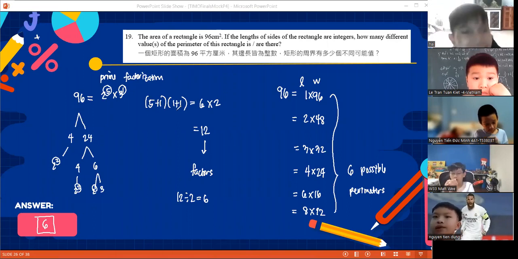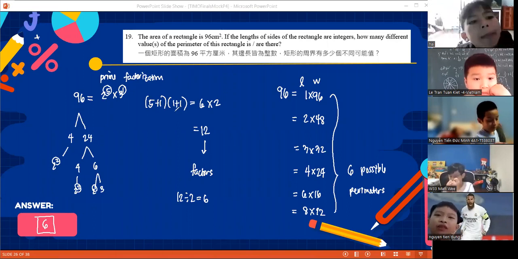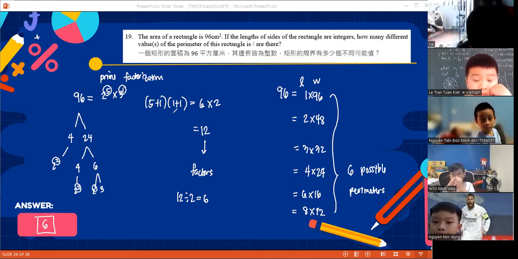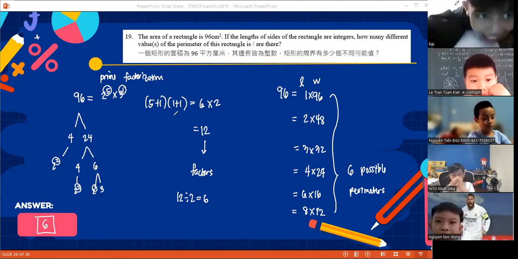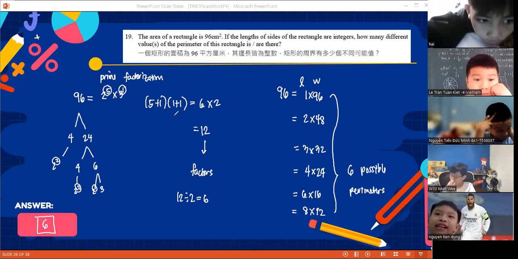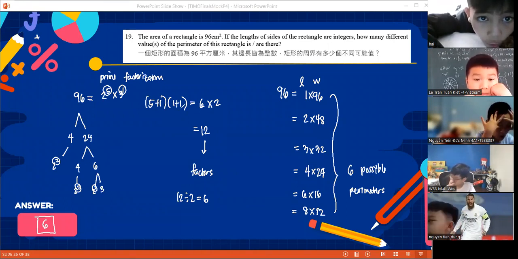But teacher, the question said if the lengths of the sides of the rectangle are integers, is it talking about the negative or positive? You don't have negative sides. It's only positive. Okay? So don't complicate yourself. You don't have a negative side, right? If you have a ruler, does it have a negative value? Diba it doesn't?